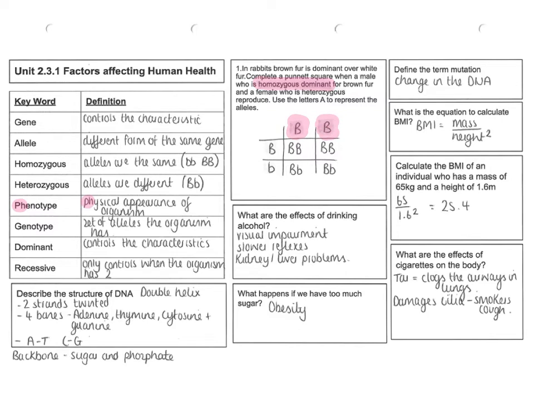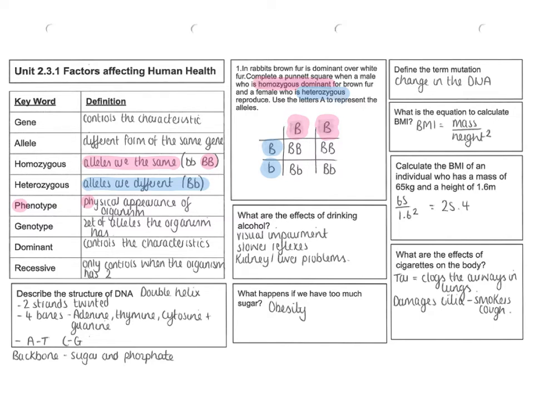which you can see then I've put here. So homozygous are the alleles are the same, and then dominant, that they are our big B, big B. Then we've got a female who is heterozygous. If they're heterozygous, the alleles are different, and they have to be big B, little b, which I've got there. Our offspring then, we have two that are homozygous dominant and two that are heterozygous.